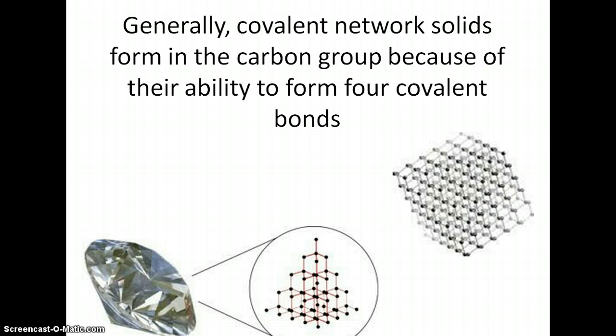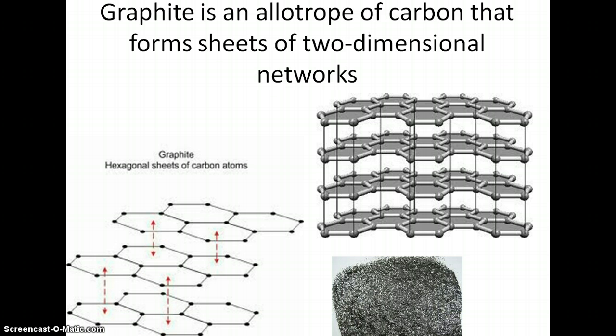Generally, covalent network solids are in the carbon group because carbon has the ability to form covalent bonds, as does silicon. And you see here an example of a carbon atom forming a beautiful diamond. And then you see a different structure of a silicon covalent network solid.